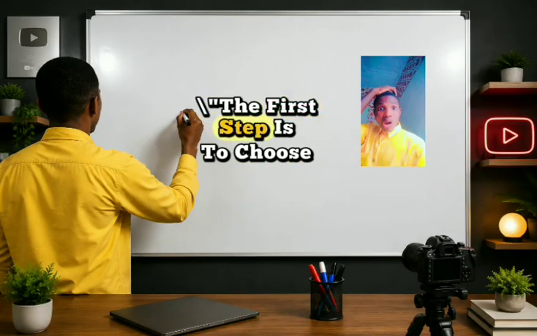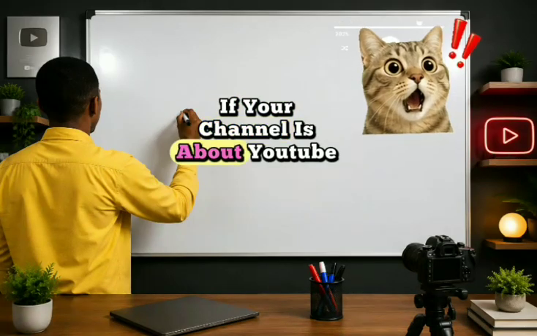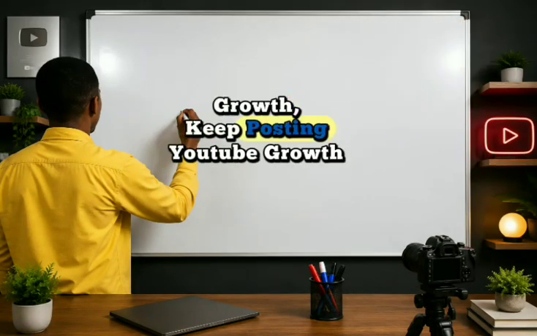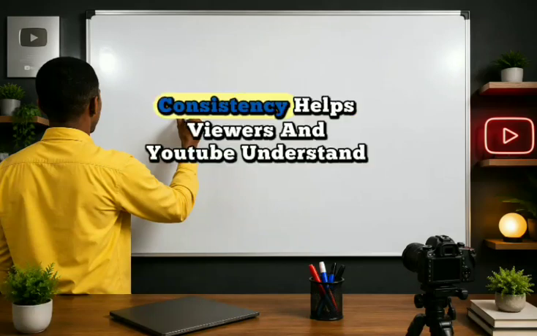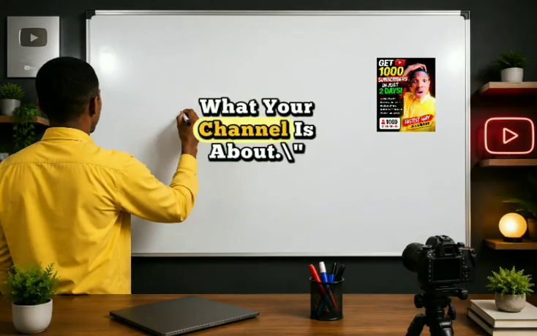1. Choose one niche. The first step is to choose one niche and stay consistent. If your channel is about YouTube growth, keep posting YouTube growth content. Consistency helps viewers and YouTube understand what your channel is about.